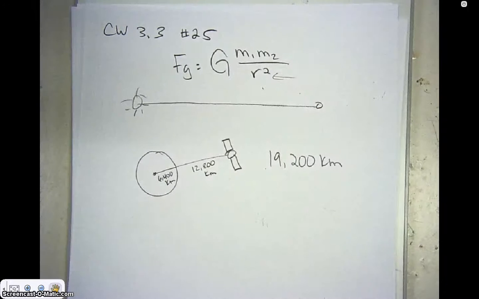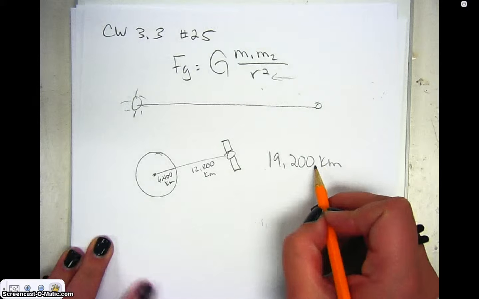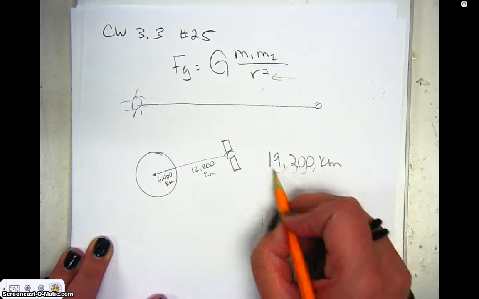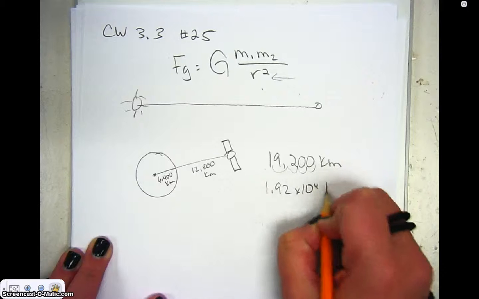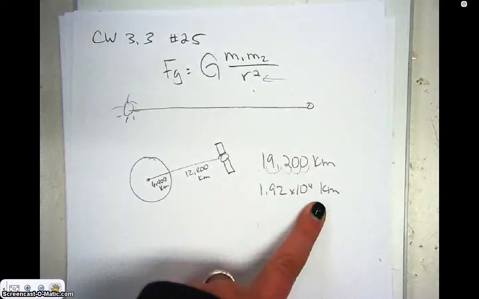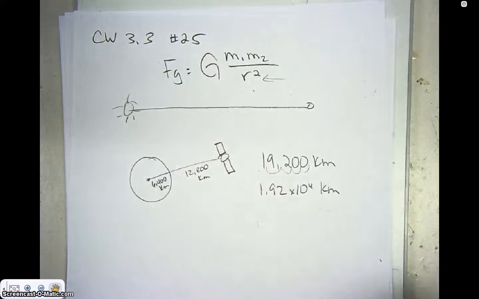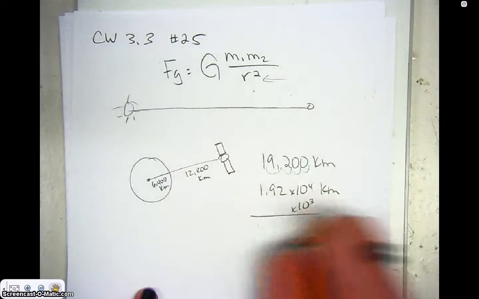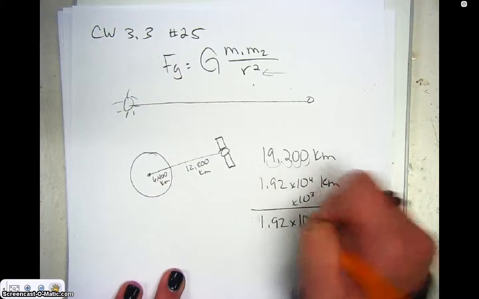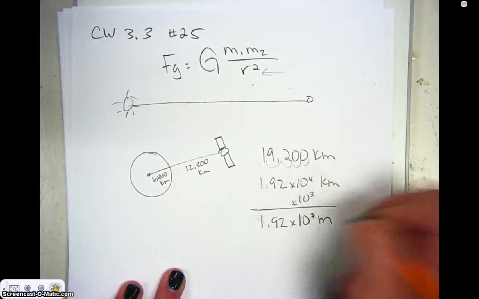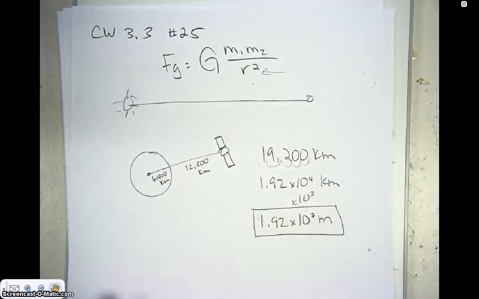And we need this in meters, and I'm going to want to put it in scientific notation so I don't have this giant number. So let's go ahead and convert it. So we go 1, 2, 3, 4. So I've got 1.92 times 10 to the 4th kilometers. But remember, if we're going to convert from kilometers to meters, we're going to have to multiply this by 10 to the 3rd. So we just add the exponents. So the actual distance these things are away from each other is 1.92 times 10 to the 7th meters.